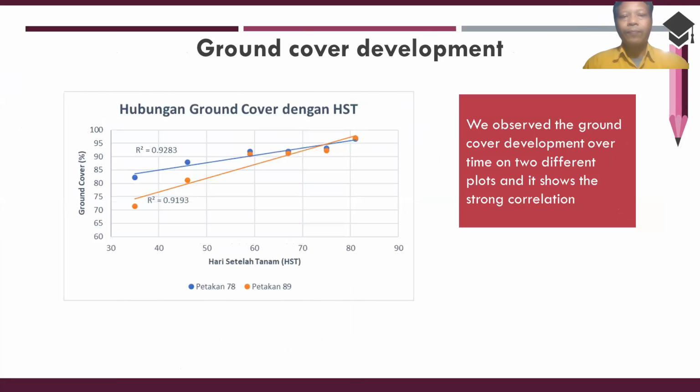Then we also measure the ground cover. The ground cover is the portion of the land covered by the green vegetation. So as the crop grew, the portion of the ground covered by the crop increased. And we have a very good result here.